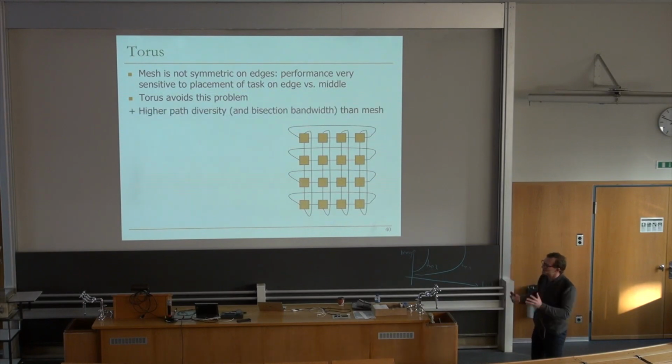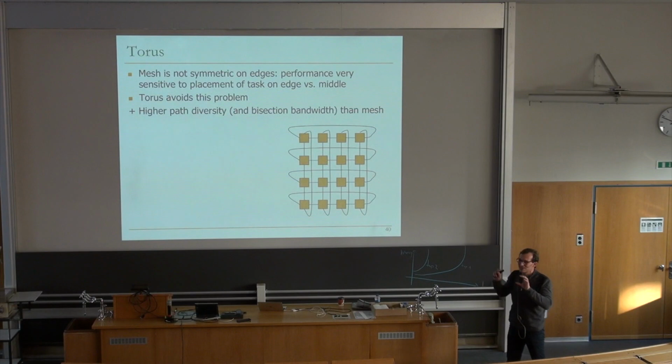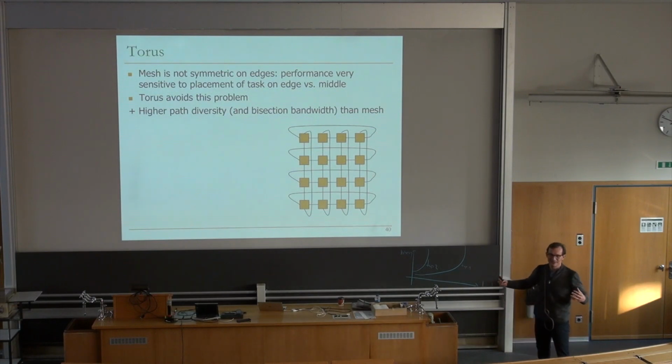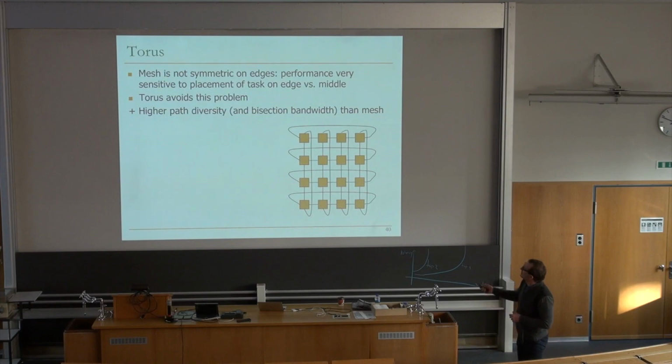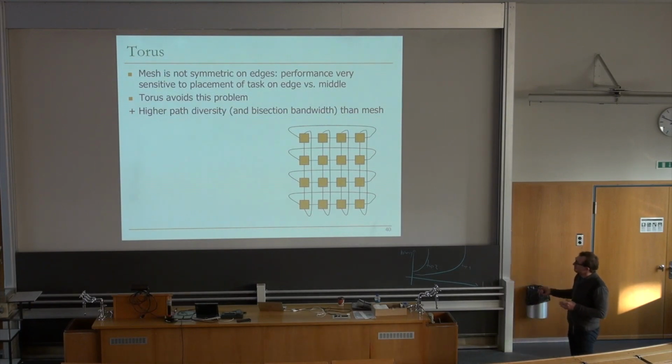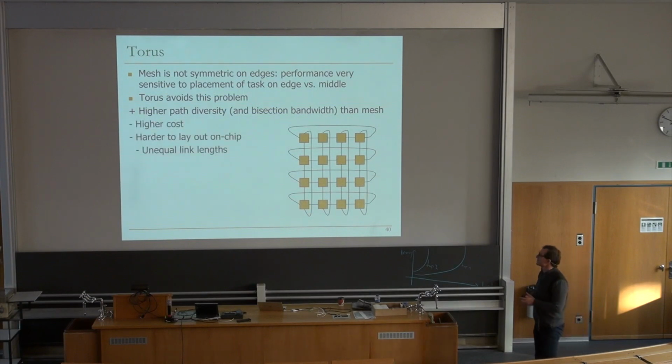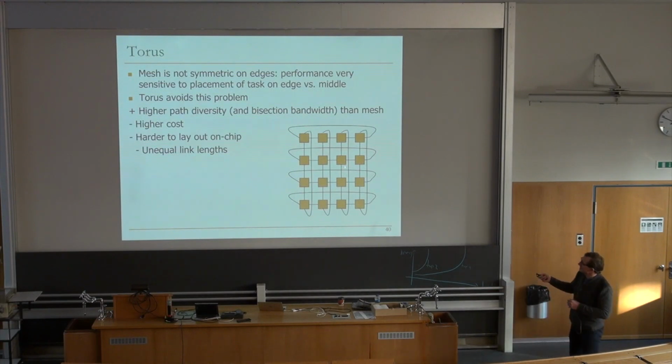Of course, it's not routed as a ring because it's not really rings of rings. It's really a mesh that's symmetric. So you get very high path diversity and also high bisection bandwidth, but you can compute that on your own, that mesh. But of course now it's higher cost. It's harder to lay out on chip. It's unequal link lengths, right? So basically, how do you actually do the link lengths over here? This link looks much longer, right?